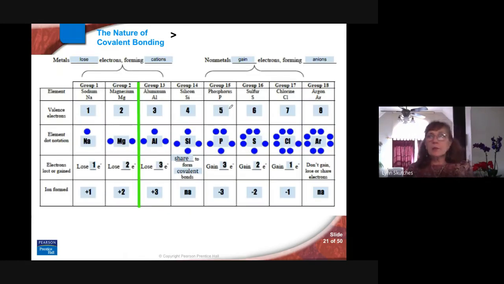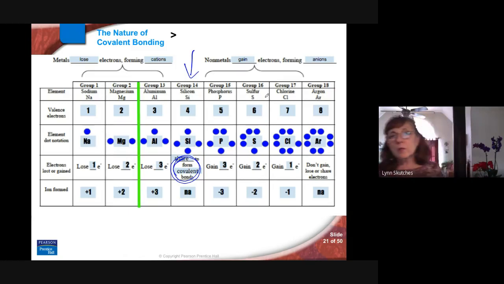If you don't remember your dots, I reposted this so you have it available if you need it. We talked briefly that group 4A or 14, the carbon family, has 4 valence electrons. Nitrogen's family, which has phosphorus, has 5. Sulfur, which is oxygen's family, has 6, and the halogens have 7. Again, we're not making charged particles. They're sharing the electrons. Nobody's winning, stealing them away.